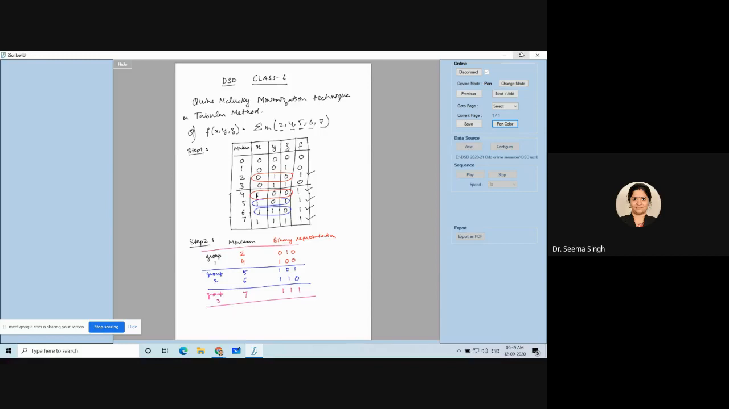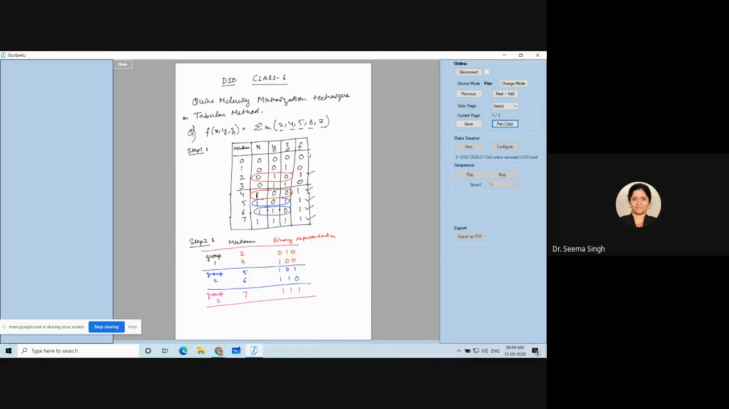I have grouped it in 3 groups based upon the number of ones in the binary representation. So this is your step 2. Now in this case you got only 3 groups. If by chance your minterm 0 function would have been 1, then you would have had 4 groups.